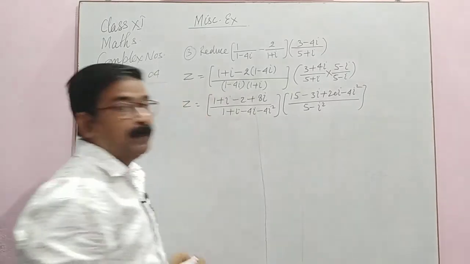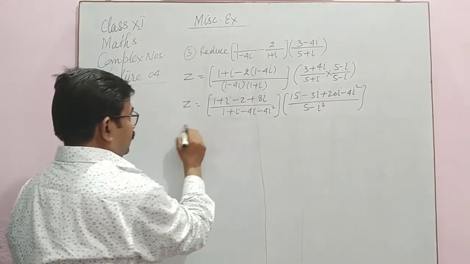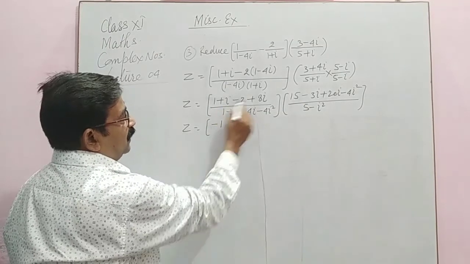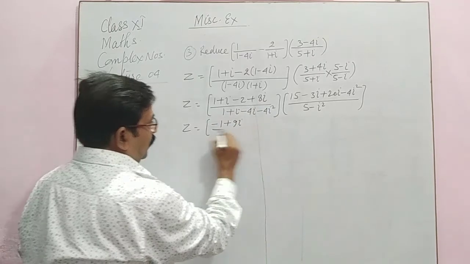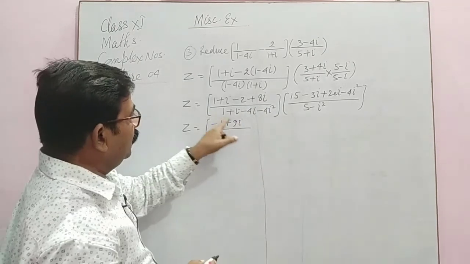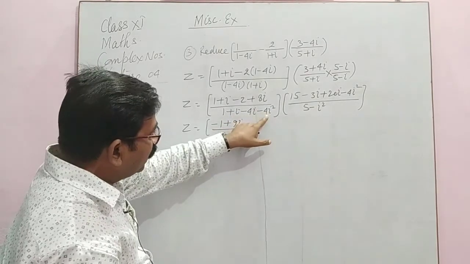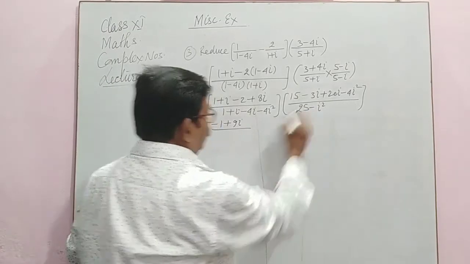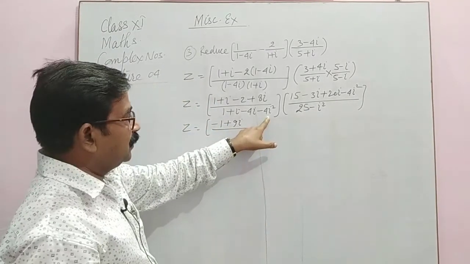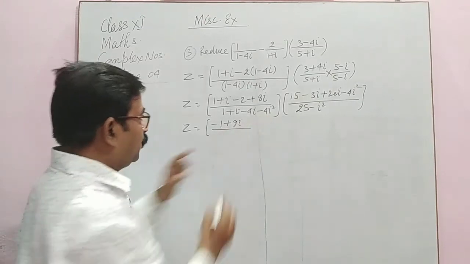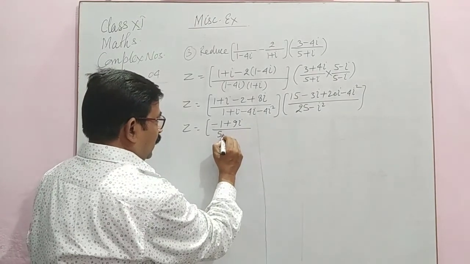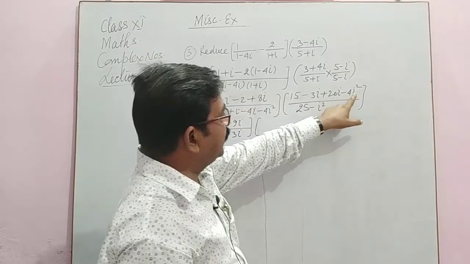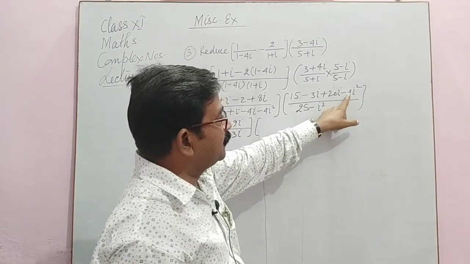Got it? (a plus b)(a minus b). Simplify this. Z is equal to: 1 minus 2 is minus 1, plus i plus 8i is 9i, upon 25 minus 4i... it becomes plus, since i square is equal to minus 1, it becomes plus 4. So 1 plus 4 is 5, minus 3i here. And here we have 15, minus i square is equal to minus 1, so it becomes plus 4.